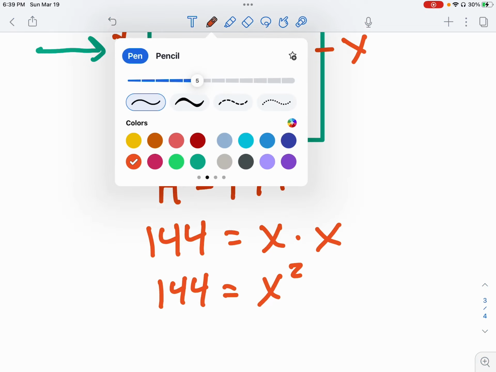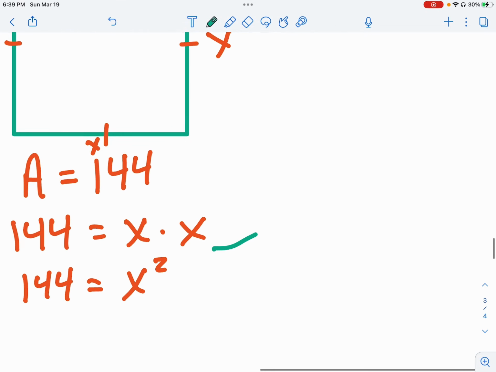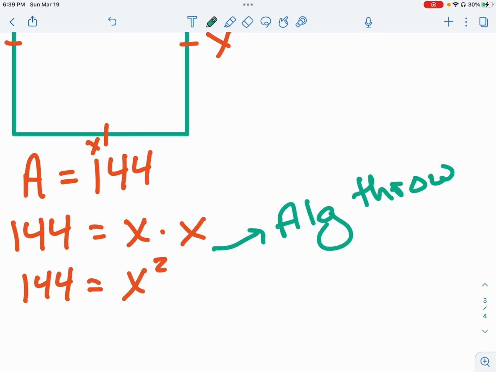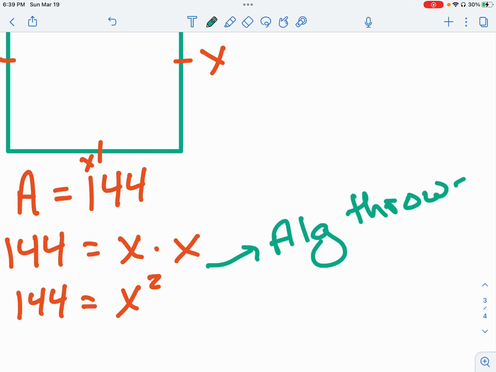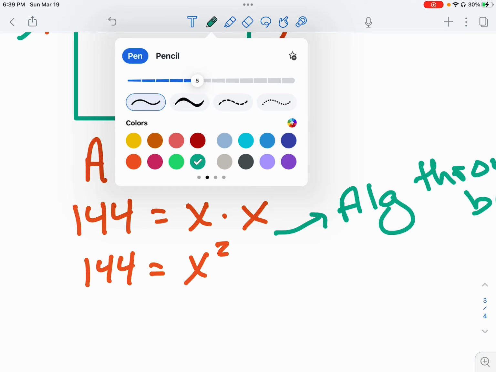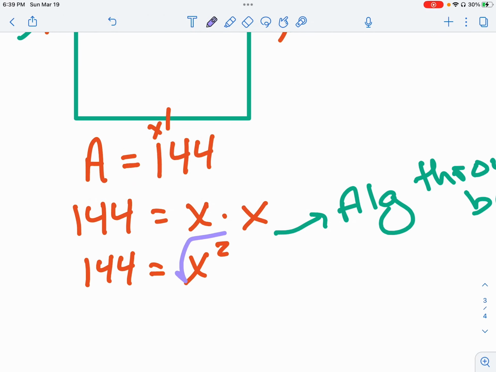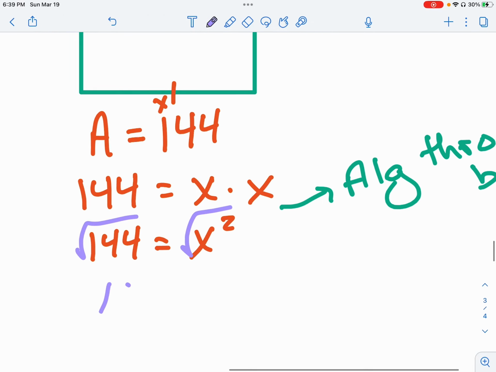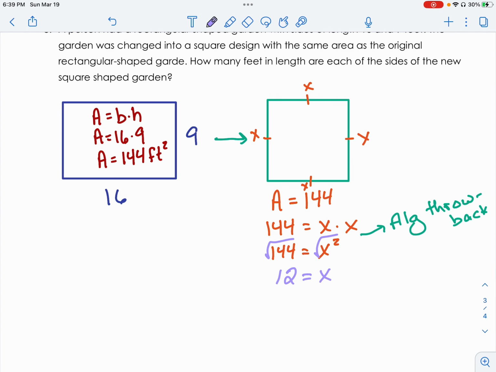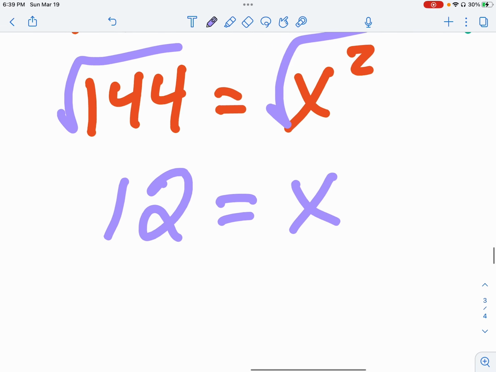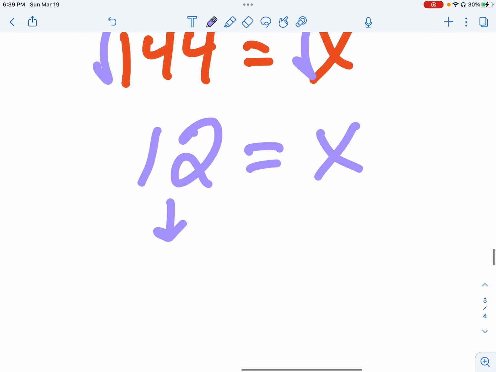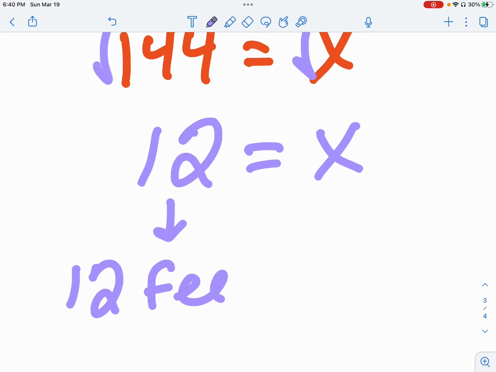This is a major algebra throwback. And how do you undo a square? Well, we've been doing this all year, folks. You square root it. So 12 equals x. So how many feet in length are each of the new sides? Well, they are 12 feet in length.